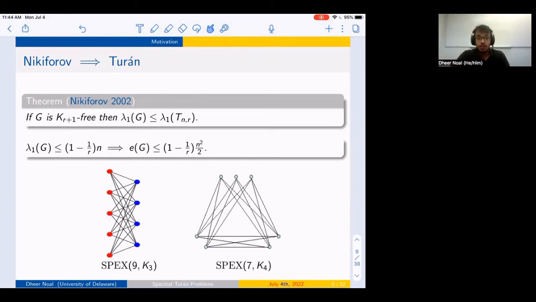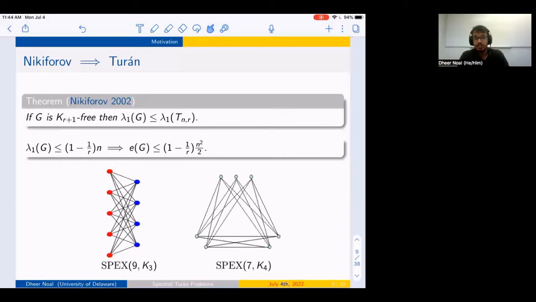Okay? And so Nikiforov answered the spectral Turán question for the complete graph, and he showed that the spectral radius is maximized by the same Turán graphs which were maximizing the number of edges. And so this result, when combined with the average degree and spectral radius relation, also implies the Turán theorem. It tells us that the number of edges when forbidding a complete graph is achieved by the Turán construction. So this is just a strengthening of Turán's result.